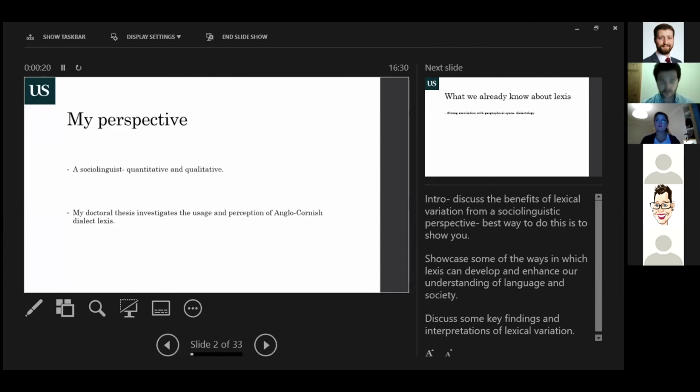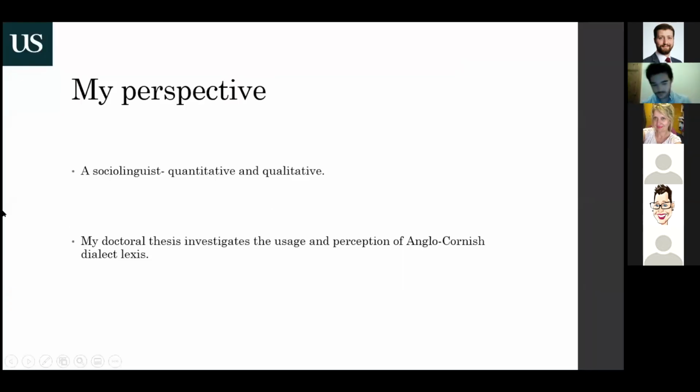Just a little bit about me and my perspective, because the three of us on this panel are coming at the topic of lexical variation from very different perspectives. So I wanted to outline exactly where I'm coming from and my research background. Fundamentally, I'm a sociolinguist, and I take both quantitative and qualitative approaches to sociolinguistic research. So I look at linguistic usage, and I also look at perception and the way people evaluate the use of language. And as is fitting for today's workshop topic, I focus on lexical variation.